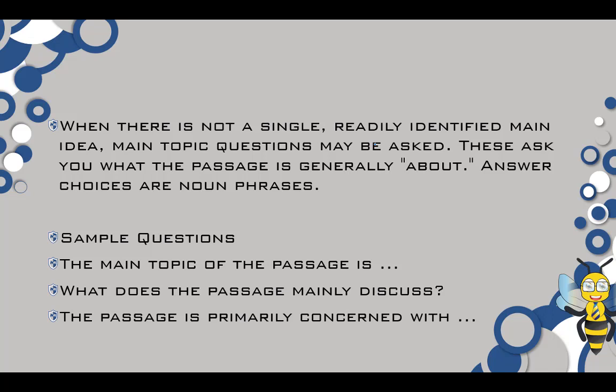When there is not a single readily identified main idea, main topic questions might be asked. These ask you what the passage is generally about, and the answer choices are noun phrases. For example, the main topic of the passage is, what does the passage mainly discuss, or the passage is primarily concerned with.